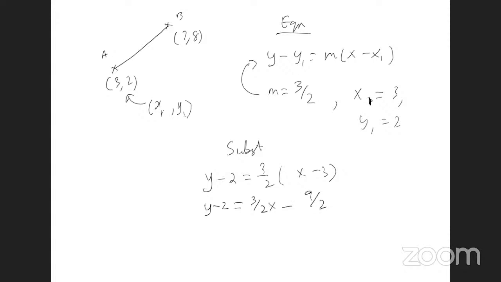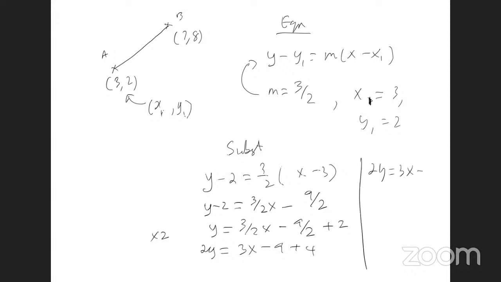So you'll get y minus 2 is 3 on 2x minus 3 on 2 by 3, which is 9 on 2. Right? Carry across the minus 2. And you'll get 3 on 2x minus 9 on 2 plus 2. We don't really like the fraction, so multiply everything by 2. So you'll get 2y is equal to 3x minus 9 plus 4, and you wrap it up here. 2y is equal to 3x minus 5. You have a nice equation there, no fractions. Okay?